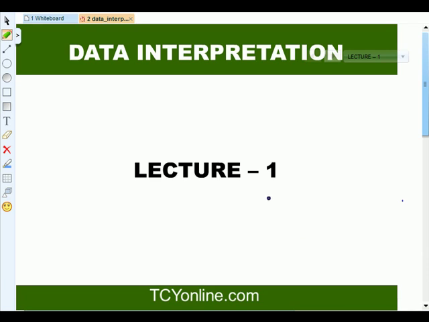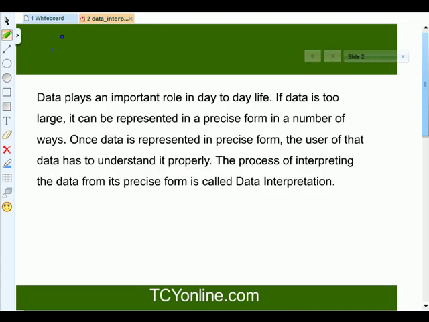And today we will learn about data interpretation 1. Now first of all, let's see what exactly we mean by data interpretation.